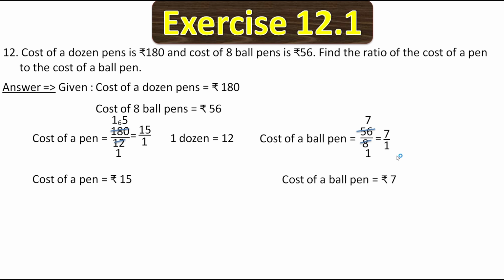Now we got the cost for one pen and the cost for one ball pen. So let's find the ratio. That is 15 is to 7.